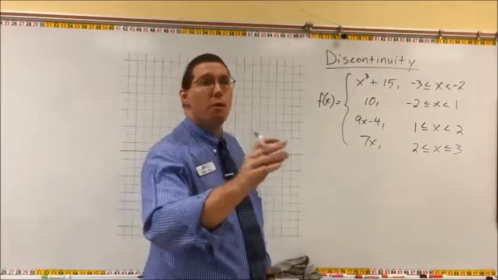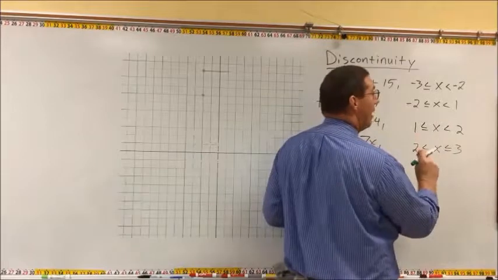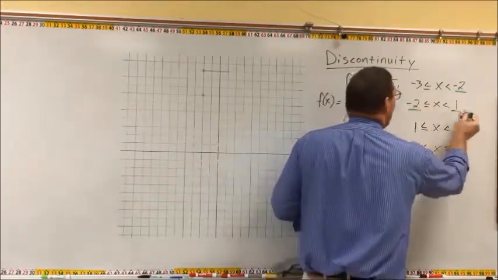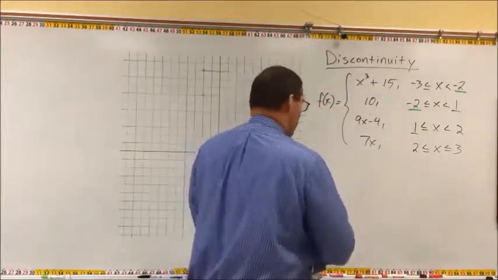All right, so how many transition values are there? 3. We got -2 is one of them, 1 is a second one, and then the third one is 2, right?